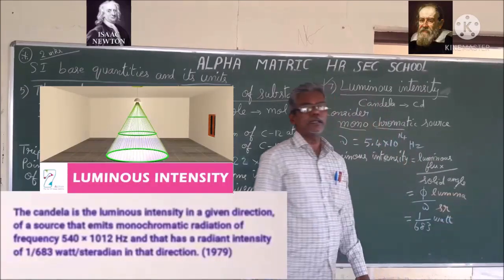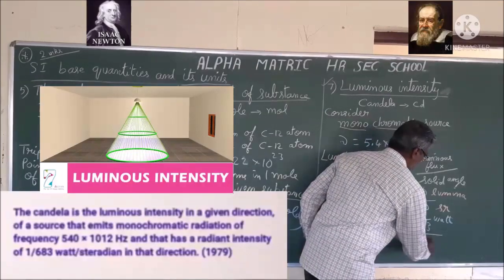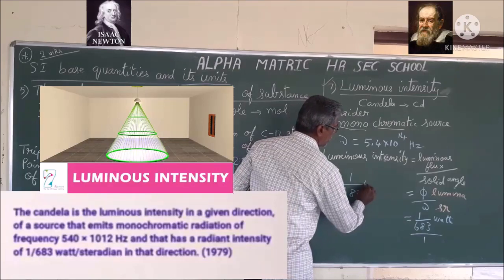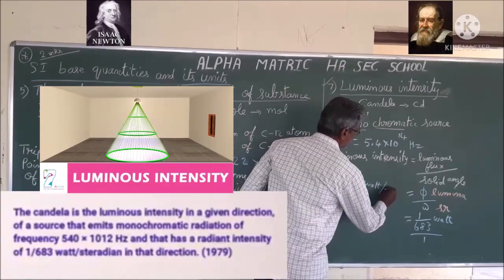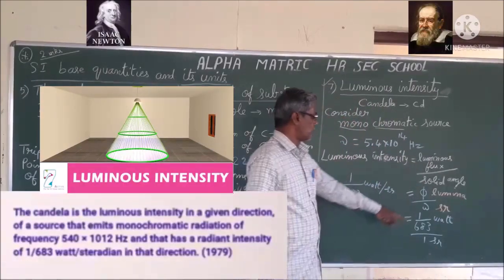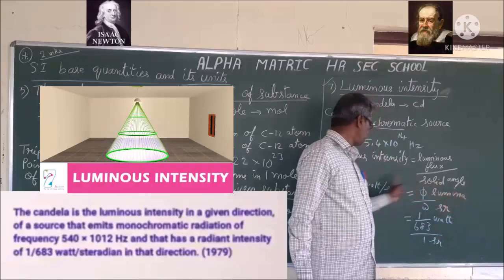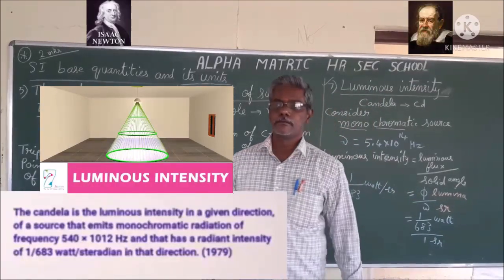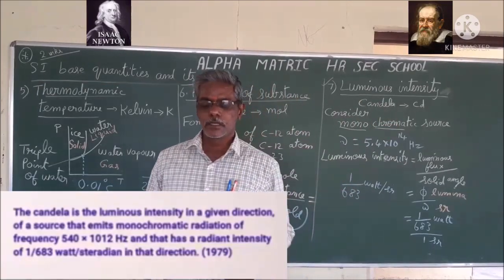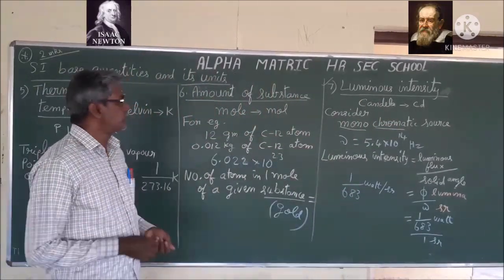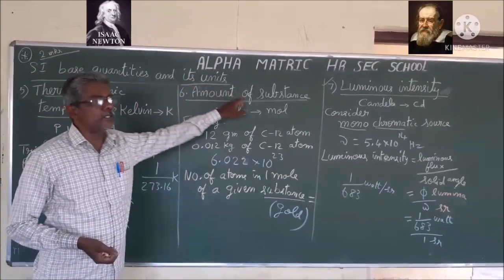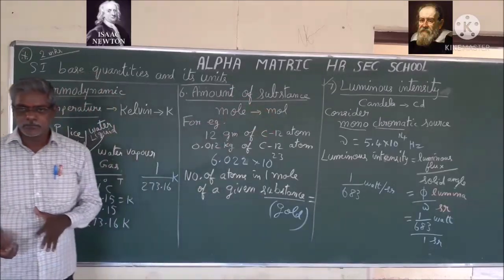1 by 683 watt, and omega that is 1. So totally we have 1 by 683 watt per steradian, because the unit is 1 steradian. So watt per steradian, this will give luminous intensity, that is candela. Understood? So today we are seeing SI base quantities and their units along with the definition.